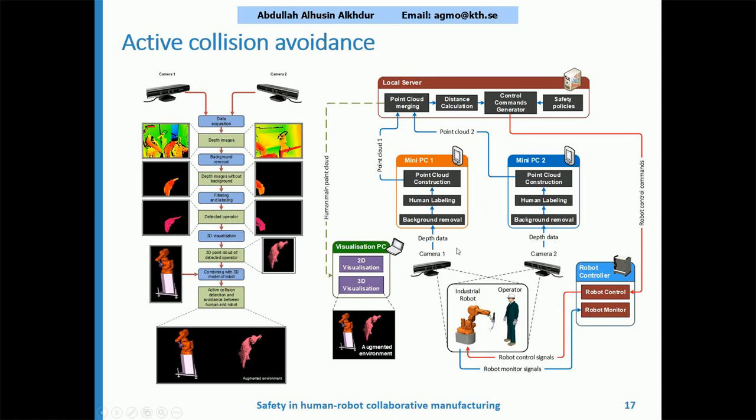In this example, you can see two Kinect sensors connected to two mini PCs, and in the local server the point clouds are fused together, and the distance between the human and the robot is calculated from the information that comes from the robot controller about the robot joint values. Basically using that, as you can see in the figure on the left side, we have these steps of processing, and after that controlling the robot, as you can see on the right side, where we have the signals that come from the local server all the way to the robot controller, and then all the way to control the robot to avoid collision.